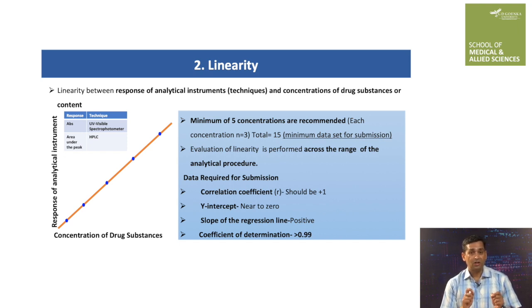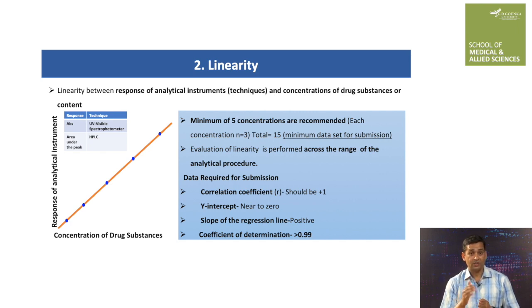Evaluation of the linearity is performed across the range of the analytical procedure. The range of the analytical procedure will be discussed separately in the coming slides. Now let me tell you about the linearity data which are required for submission. First one, the correlation coefficient, which must be positive or +1. The intercept must be near to 0 or 0. The slope of the regression line should be positive and the coefficient of determination must be greater than 0.99.